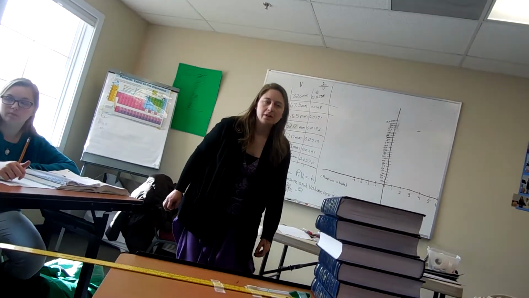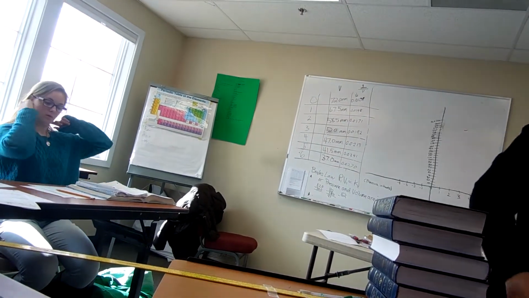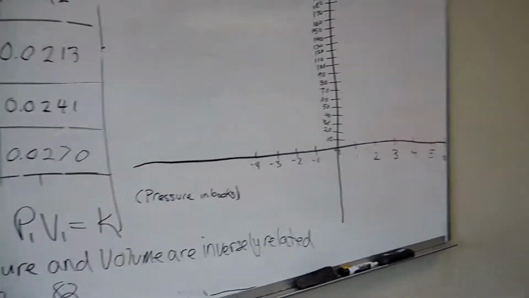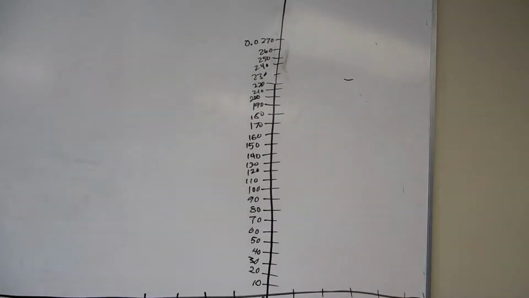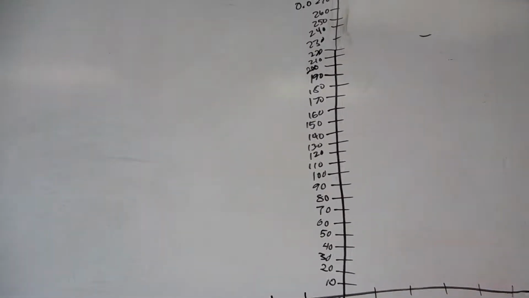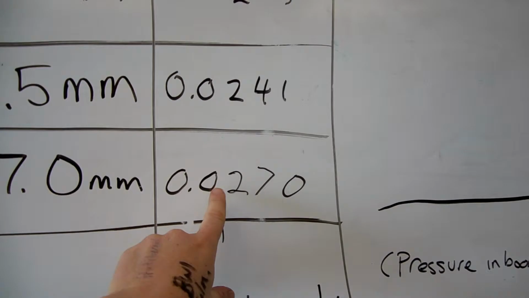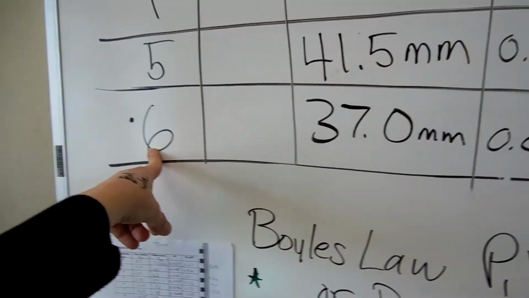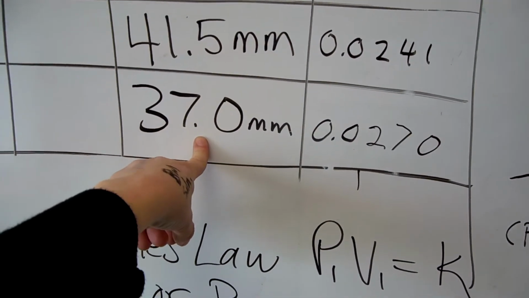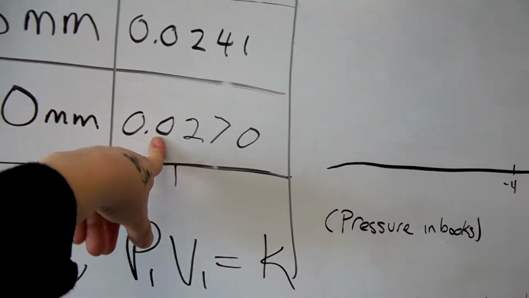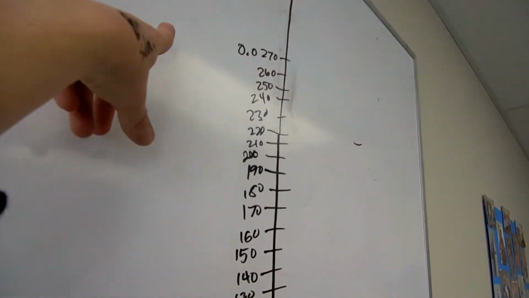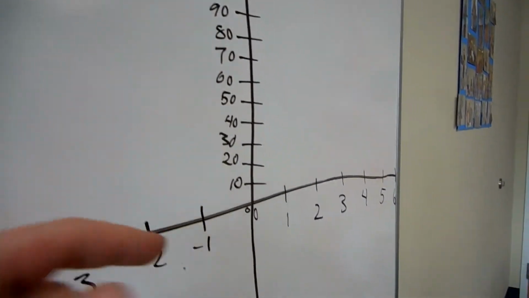So I know it's a challenge to actually graph these little fractions. So here's kind of my y-axis. This data point here, 6 books of pressure gives you 37 millimeters. 1/37 is this, and that's the top range of my y-axis, and then all the way down.